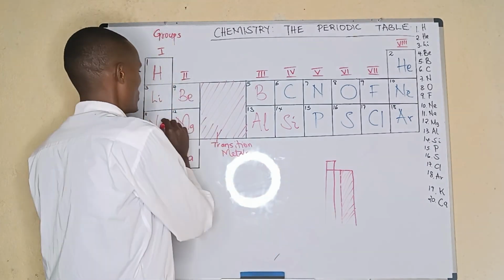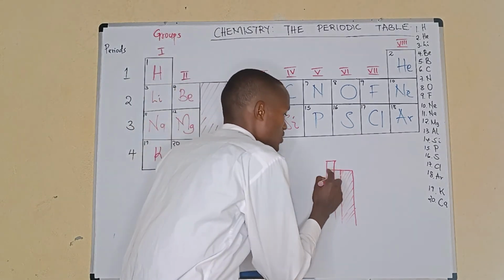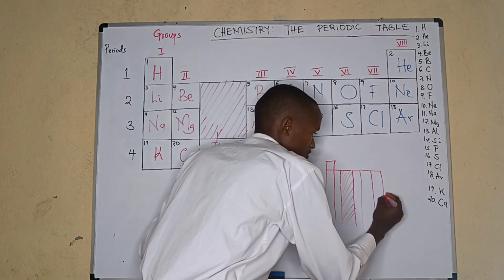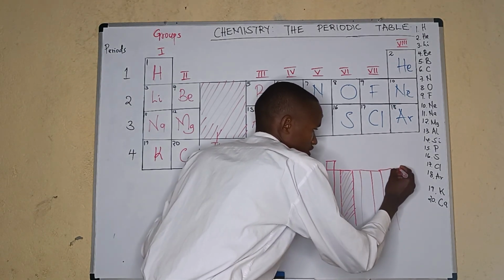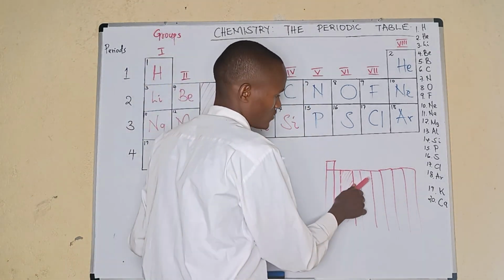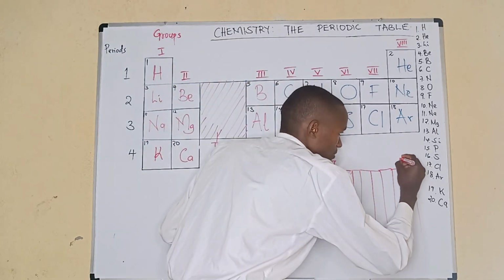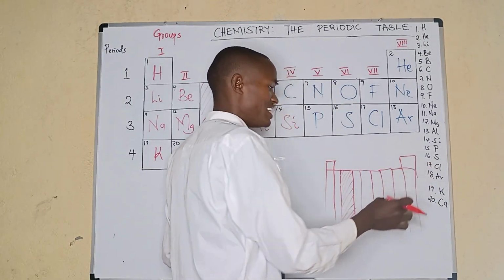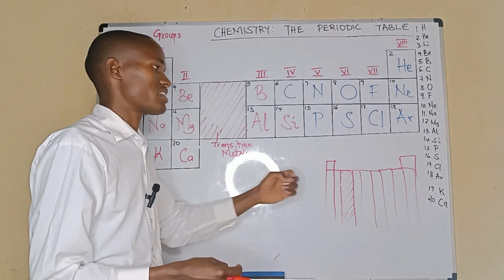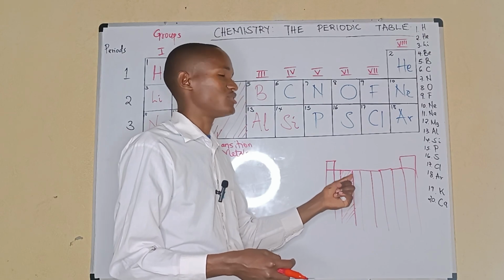I have to go up to 8. 1, 2, 3, 4, 5, 6, 7, 8 without counting this. And in the 8th group, I have another protrusion here whereby we have helium. So I said periods are not so much confusing, but the groups are confusing because you have to count them and have to eliminate this, but you also have to include it.